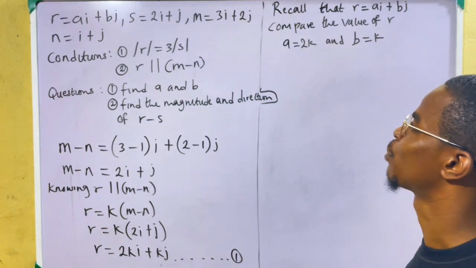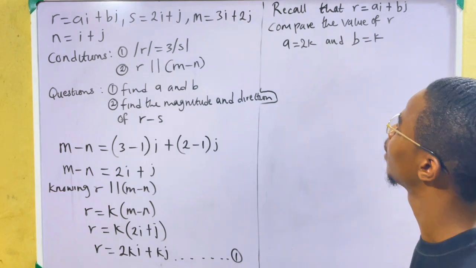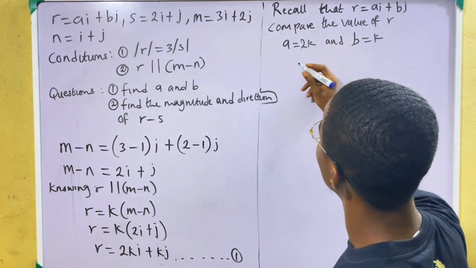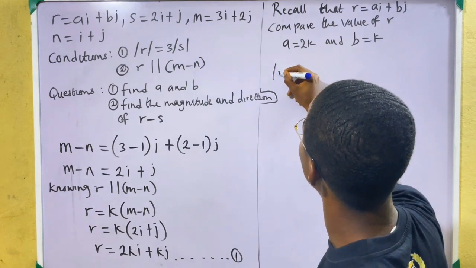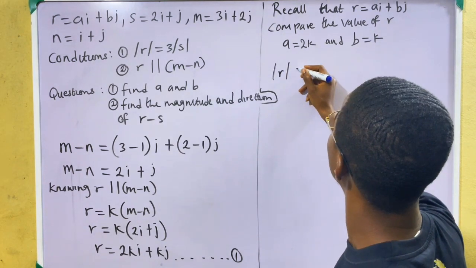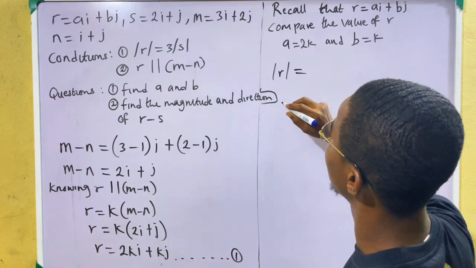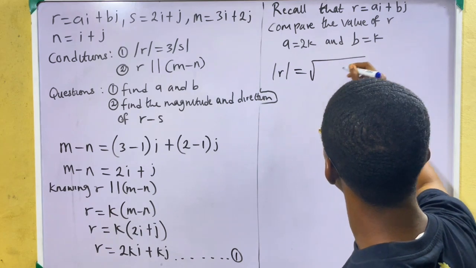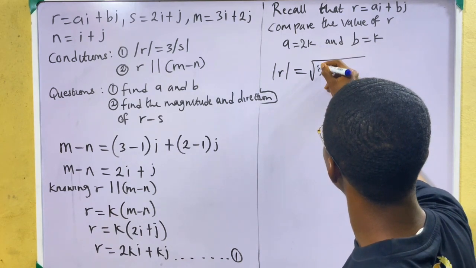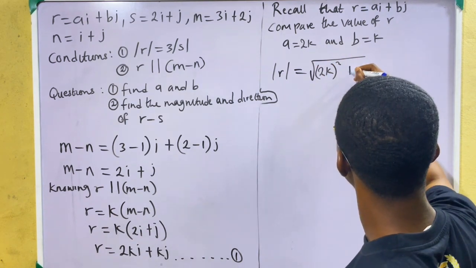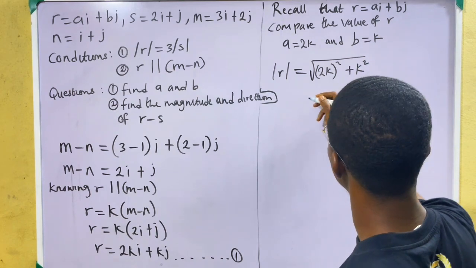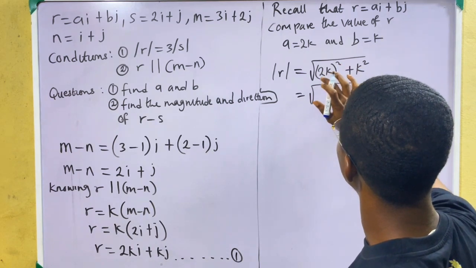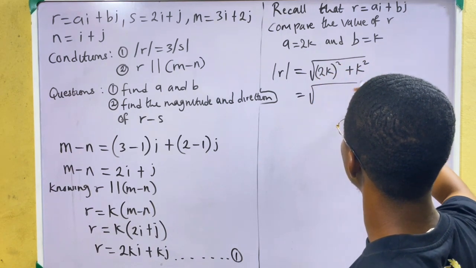Now that we've done that, we can proceed to find the magnitude of r. So we say for the magnitude of r, it will be equal to, remember that r is, using this here, square root of 2k squared plus k squared. And that will give us 4k squared plus k squared. That will give us 5k squared.